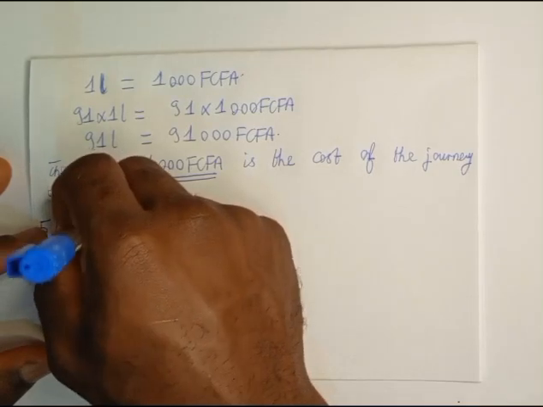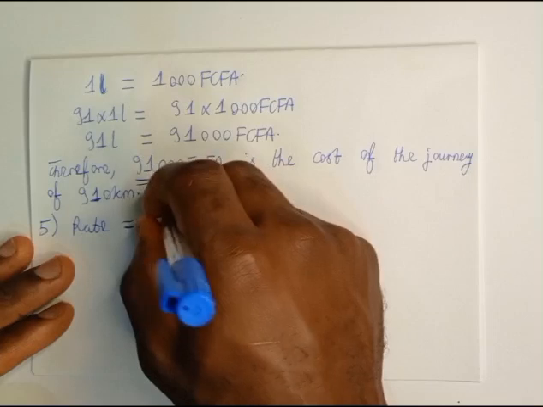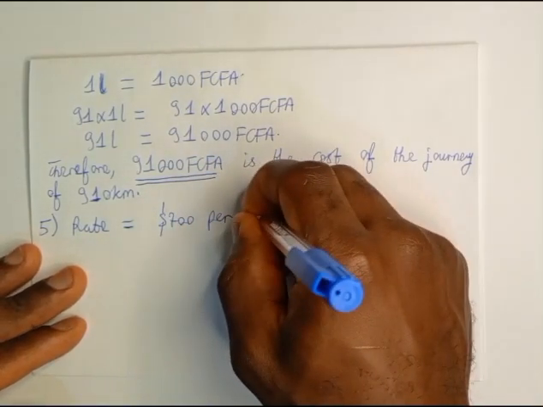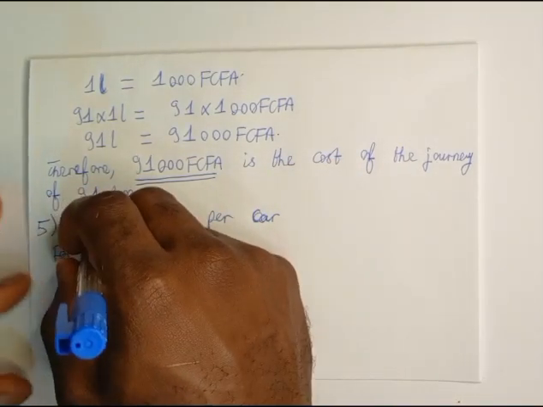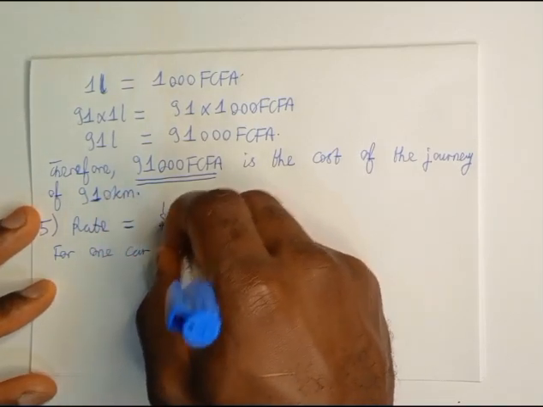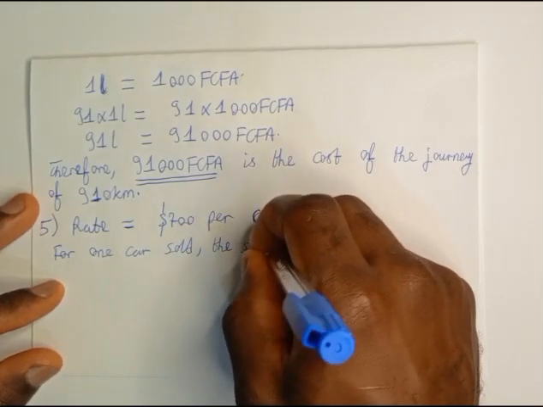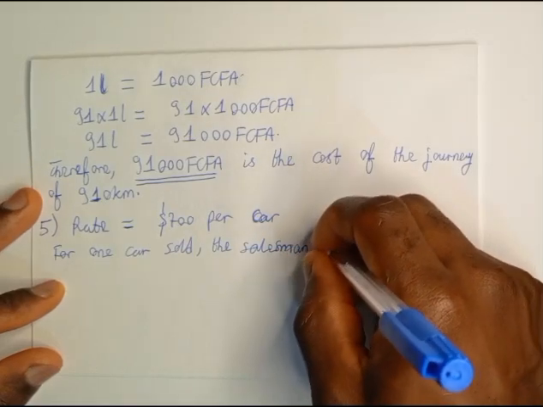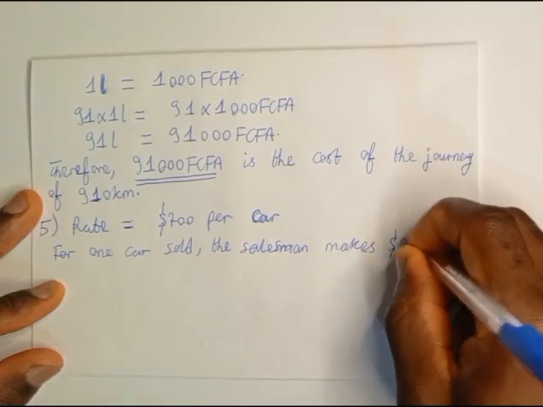First, we need to start by writing the rate. In this case, it is $700 per car. This is the rate, which simply means for 1 car sold, the salesman makes $700.